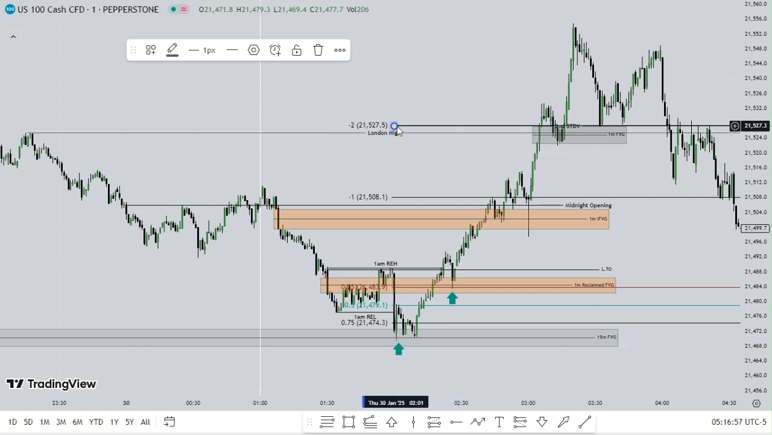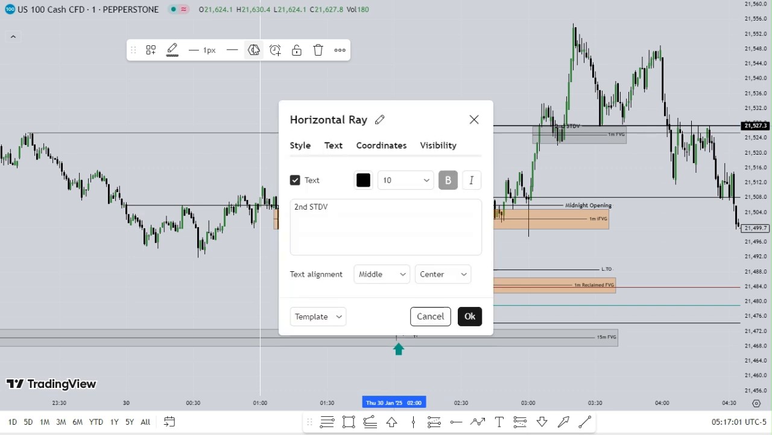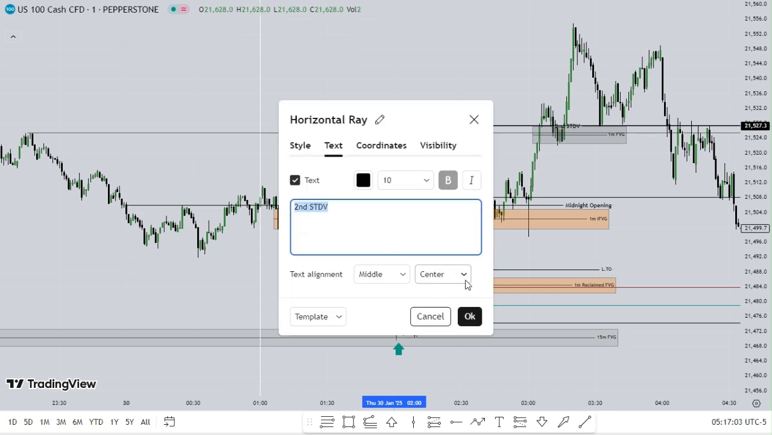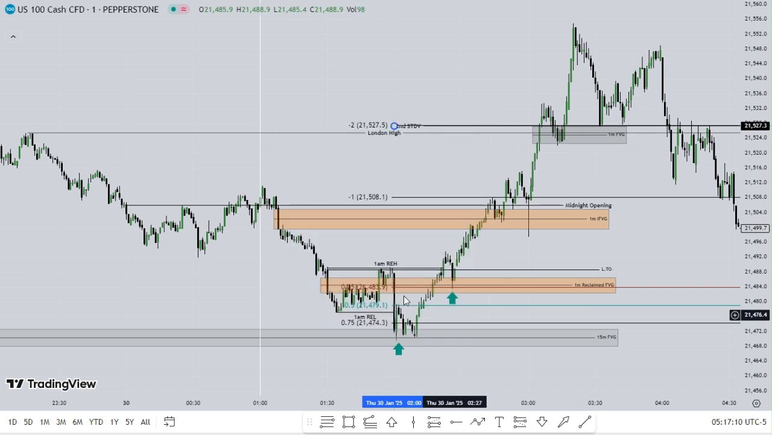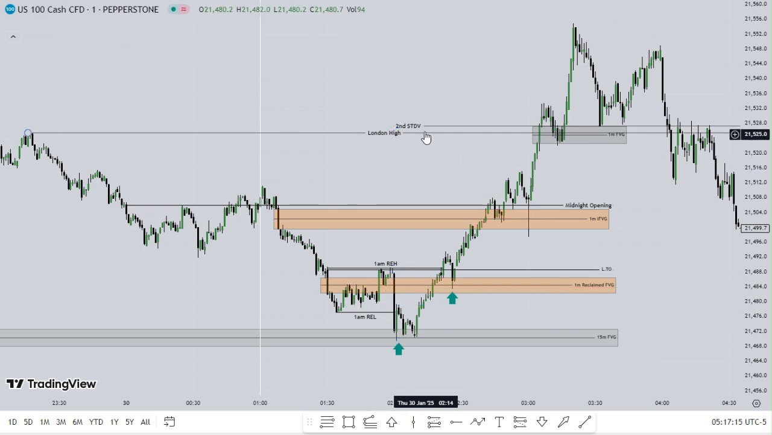Then the price, here's the second standard deviation for target. This I use for target every time. If you've been following my channel, you already know that we use the deviations for exits and entries. So this is the second standard deviation, which is basically above the London high. So this is going to be a very good target for a price run.